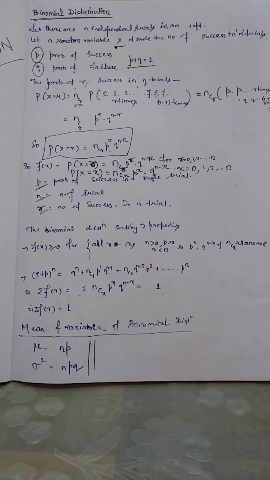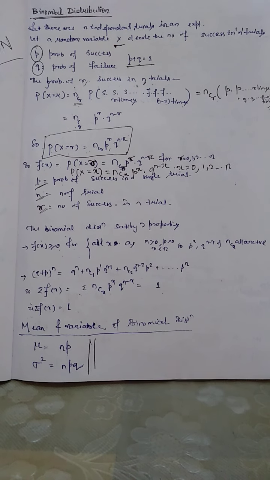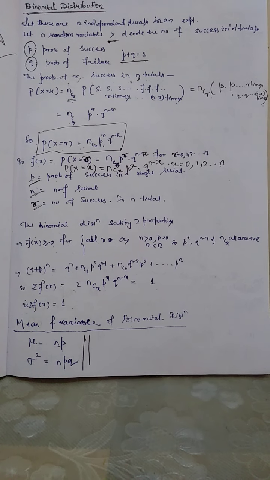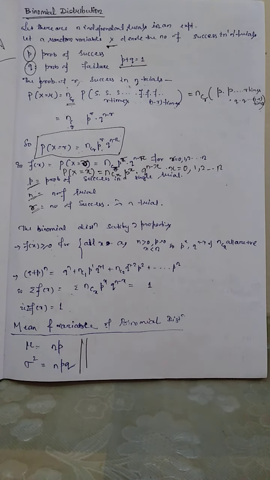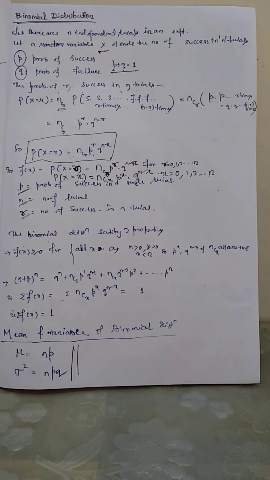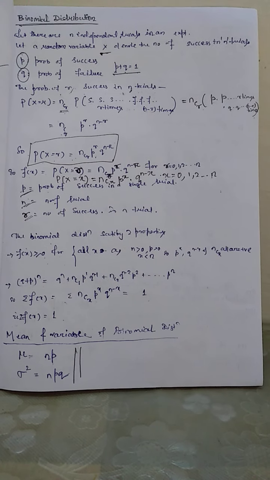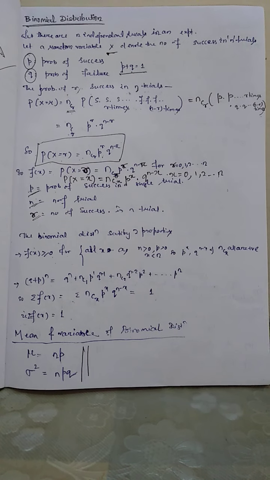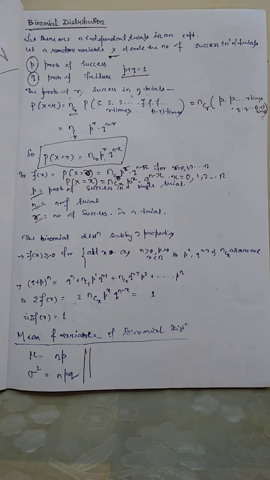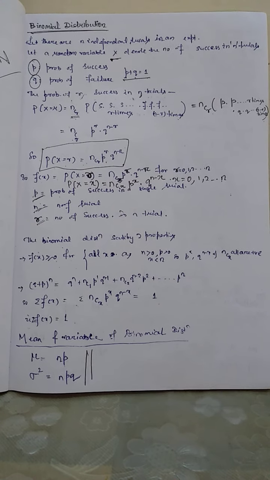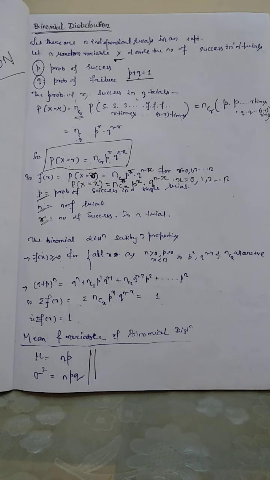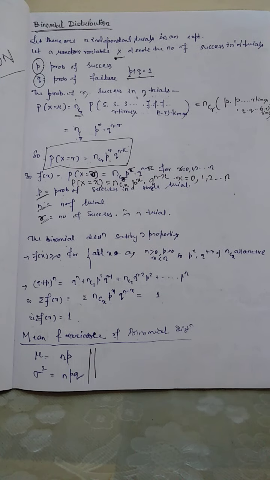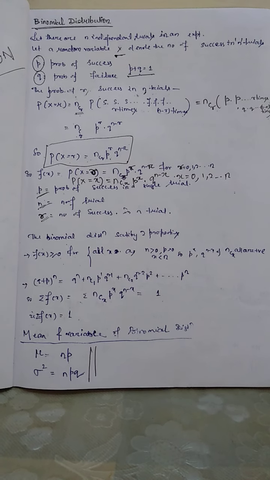Now, binomial distribution. Suppose there are n independent trials in an experiment and let random variable x denote the number of successes in n trials. So we are repeating an experiment n times, and let p be the probability of success and q be the probability of failure.